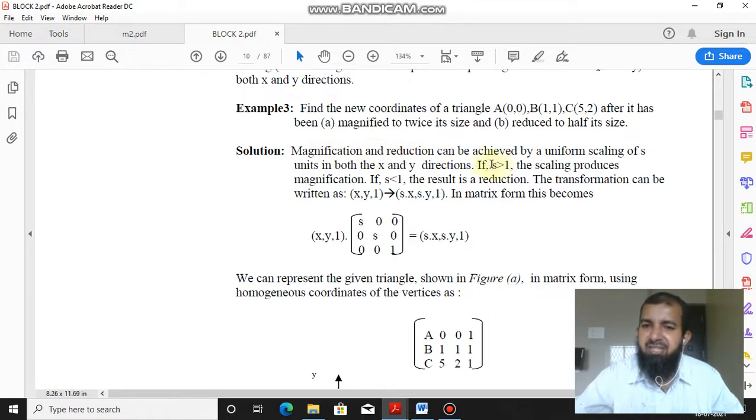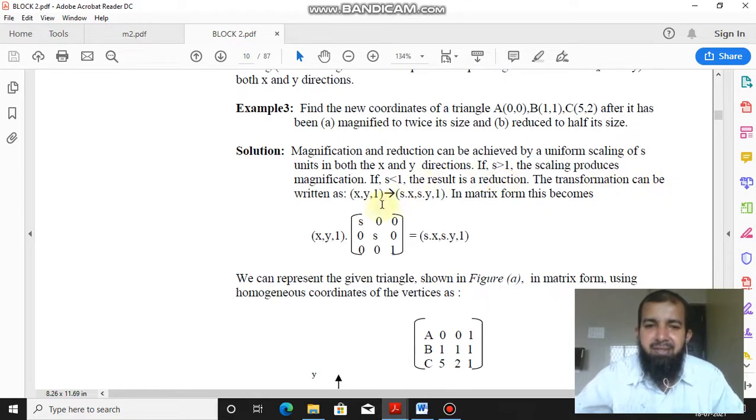Magnification and reduction can be achieved by uniform scaling of S units in both X and Y direction. If S is greater than 1, the scaling produces magnification, it enlarges. If Sx and Sy are less than 1, the result is reduction. It reduces the size of the object.